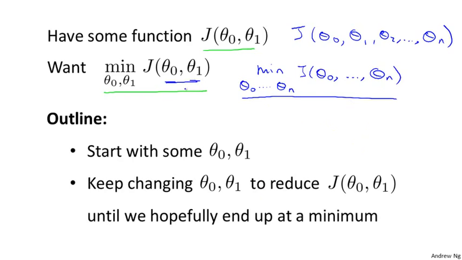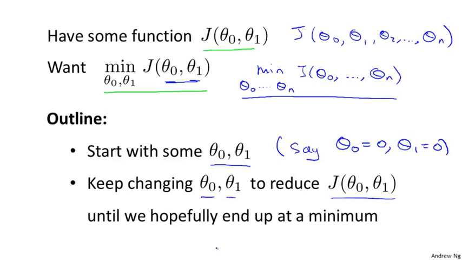Here's the idea for gradient descent. We're going to start off with some initial guesses for theta 0 and theta 1. It doesn't really matter what they are, but a common choice would be to set theta 0 to 0 and set theta 1 to 0, just initialize them to 0. What we're going to do in gradient descent is keep changing theta 0 and theta 1 a little bit to try to reduce J of theta 0, theta 1 until hopefully we wind up at a minimum, or maybe at a local minimum.